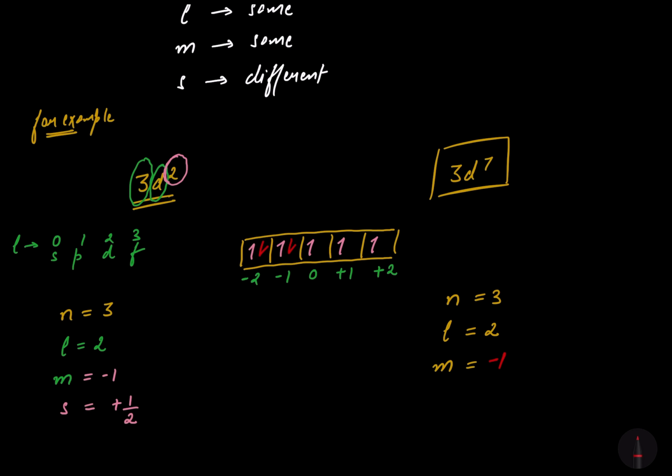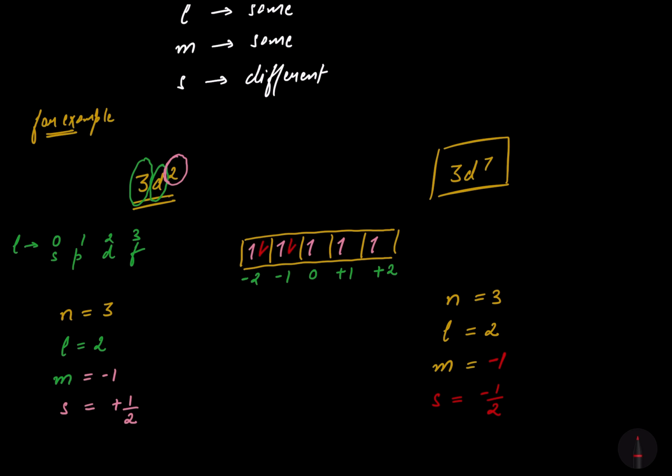Now let's talk about the spin quantum number. Here the 7th electron is of anti-clockwise spin in the -1 magnetic quantum number orbital. It's of anti-clockwise spin, so S will be -1 by 2. So we got the case number 4, in which you can observe the quantum numbers of both electrons, the 2nd electron and the 7th electron.